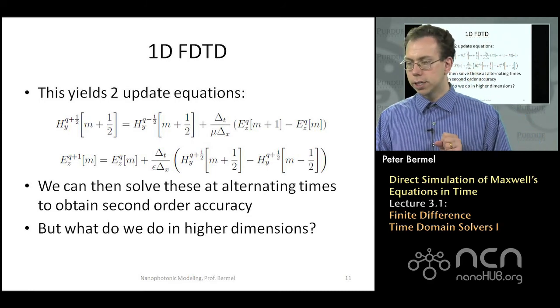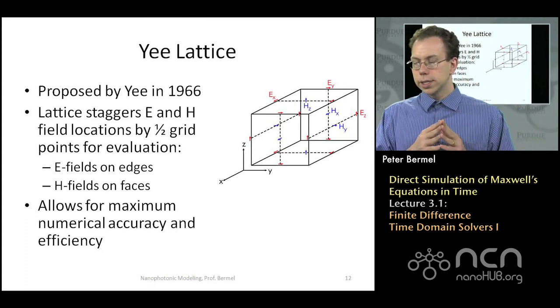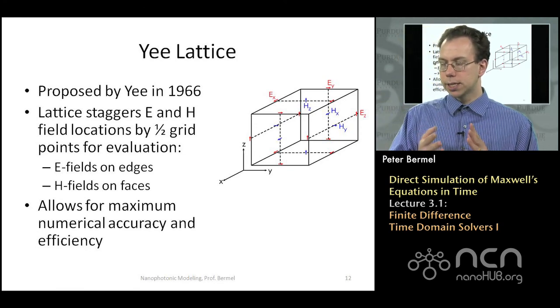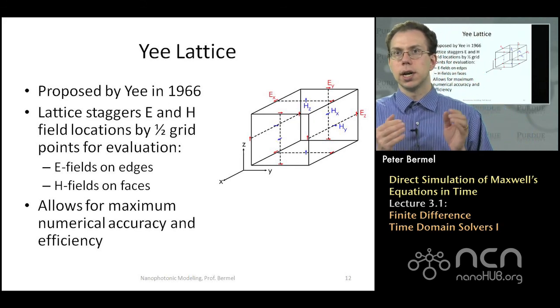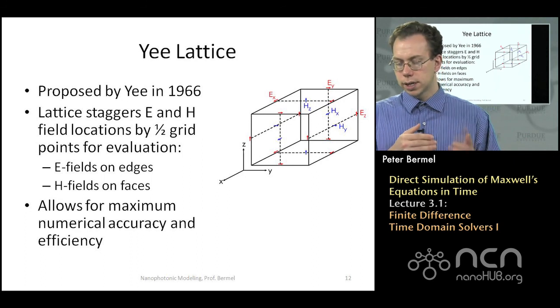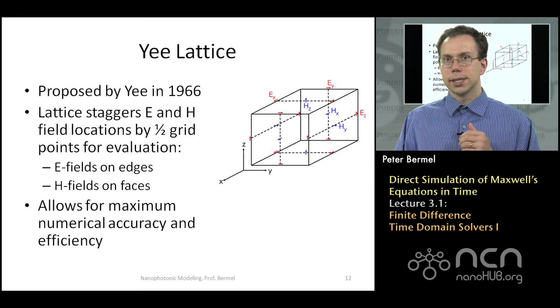However, there's a key question remaining, which is what do we do in higher dimensions? This is where the Yee lattice is very important. You'll notice that the Yee lattice staggers the E and H field locations by half a grid point. Based on the explanation from earlier, hopefully it makes sense that you would have the E fields on the edges and the H fields on the faces, because you're trying to update E fields by collecting H fields from the neighbors. When you average them out using the central difference approach, they end up at the same location as the E field that you're trying to update, and vice versa. That's why you get the maximum numerical accuracy and efficiency as proposed by Yee in 1966.